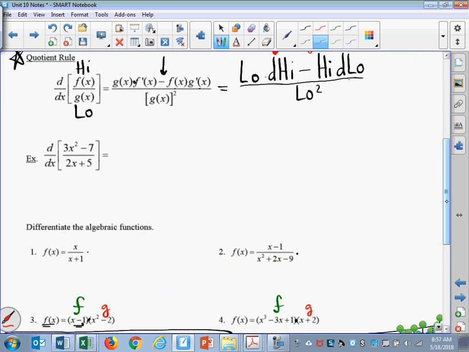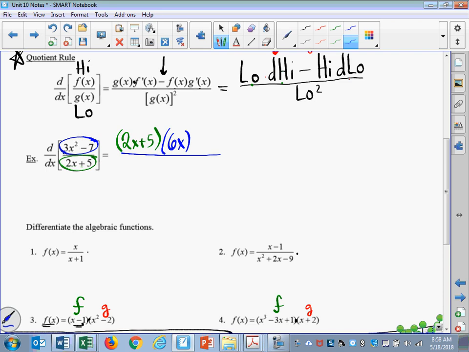So let's use our formula. I think I'll switch colors here. For this one, I'm going to use blue for the numerator and green for the denominator. Remember, the formula says low, or g of x. So low, that's 2x plus 5. Now the next part of the formula says d high, the derivative of the numerator. Take the derivative of 3x squared. You bring the 2 down and multiply by the 3. That's going to be 6x, just like that. And the derivative of the 7 is 0, so that's nothing.